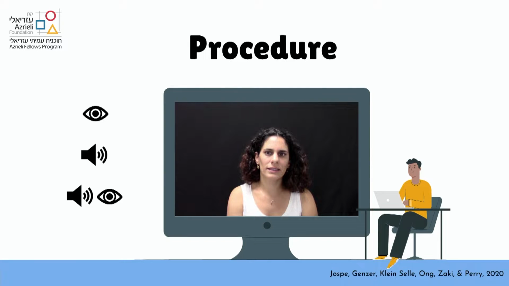We use the same paradigm that I presented before, and now we show the videos under three conditions. The video-only condition, in which participants could only see the storyteller. The audio-only condition, in which participants could only hear the storyteller. And the audio plus video condition, in which participants could both see and hear the storyteller.